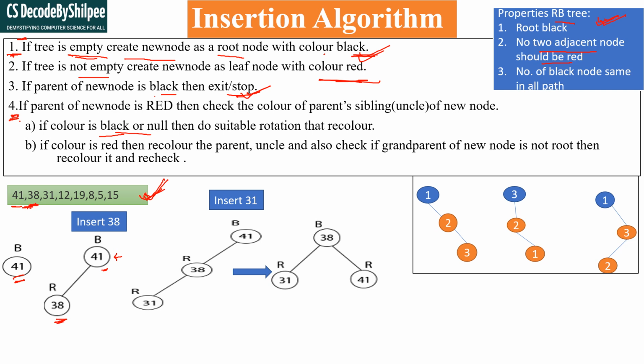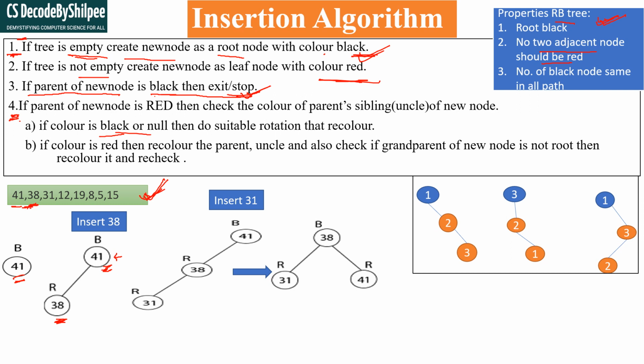Now we'll check the third step: the parent of the new node. The new node is 38 and its parent is 41. The parent 41 is black. The third step says that if the parent of the new node is black, then stop. So there is no need to perform any rotation or coloring, nothing is required, because it's a valid red black tree since the parent is black.